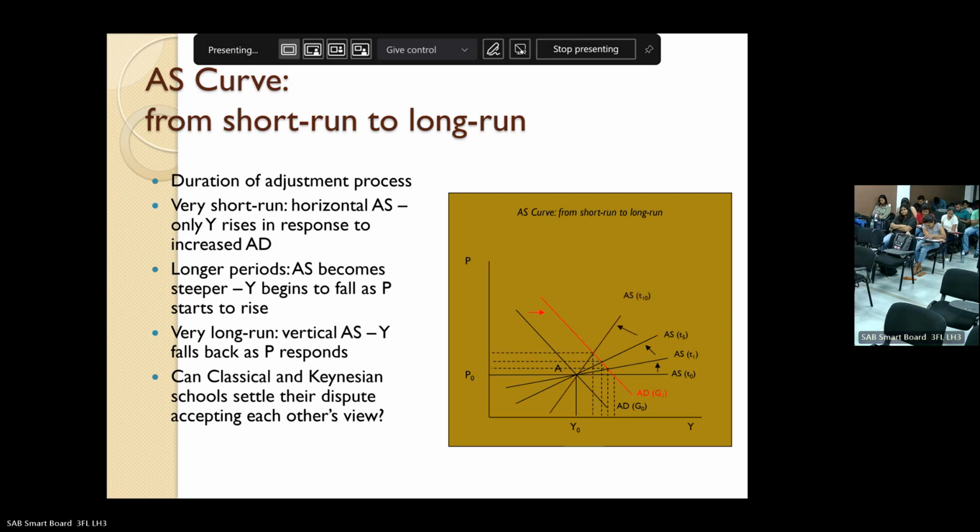Likewise, we see it become steeper and steeper as time goes on. In the long run, it becomes vertical. Finally, we are moving from Keynesian to classical economics, from the short run to the long run, a different type. In the long run, if we raise the demand, what happens? That will raise the price level, only the price. Nothing changes in the output.